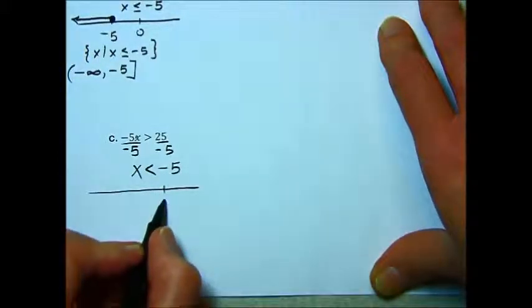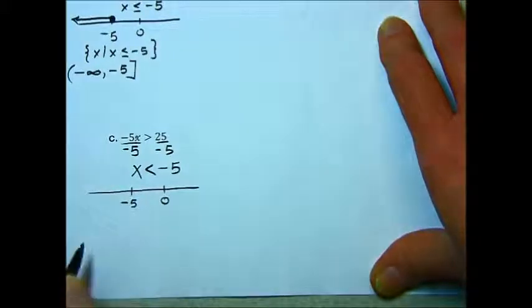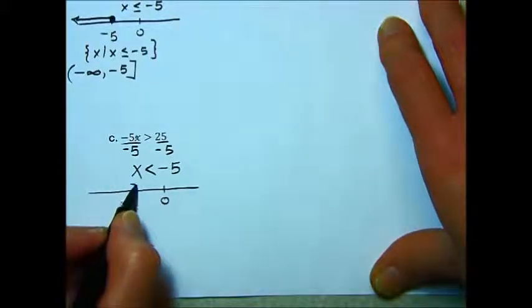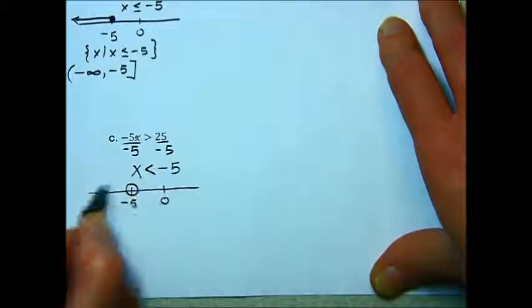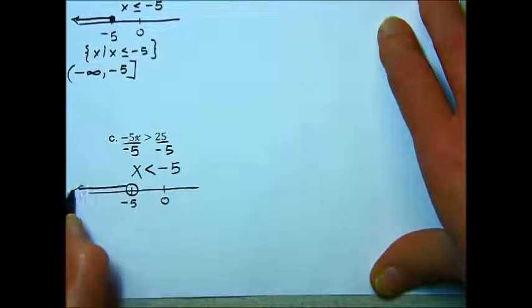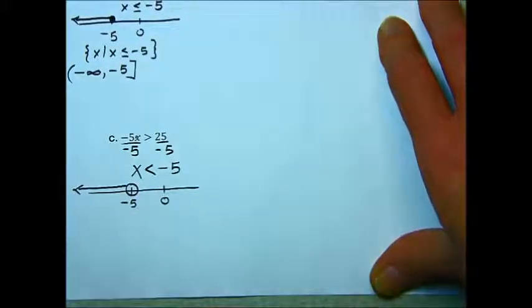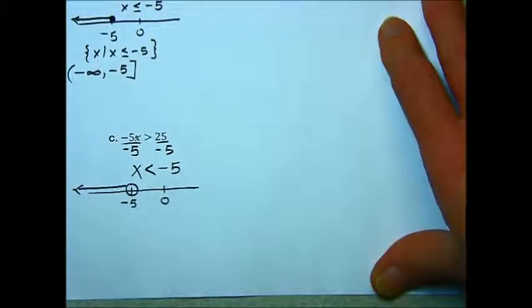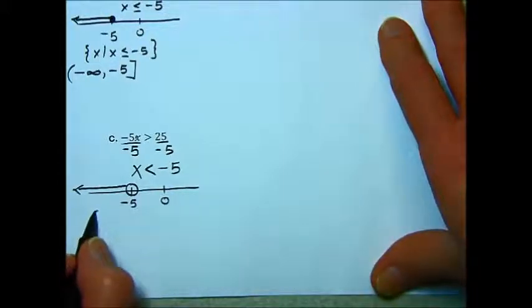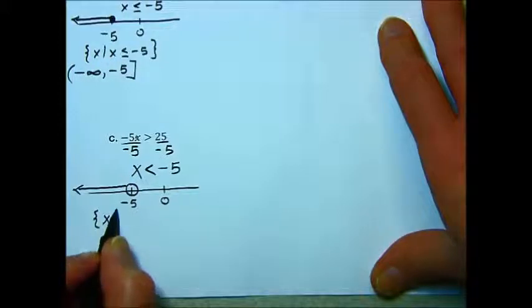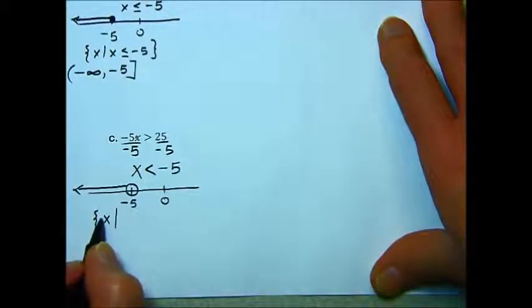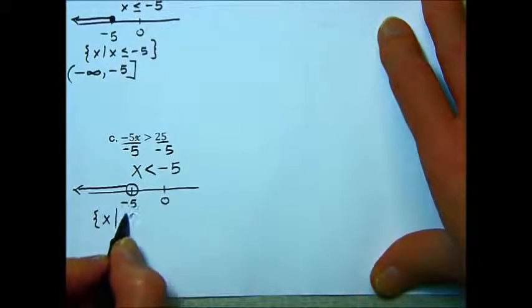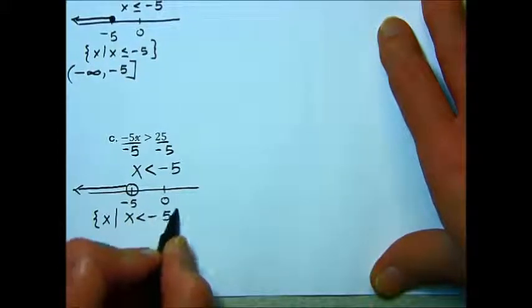Number line wise, we're here at negative 5. We're not including it. It's all the values right up to, but not including negative 5, and headed towards negative infinity as well. For a set builder notation representation of our solution, we would say the set of all x values such that x is less than negative 5.